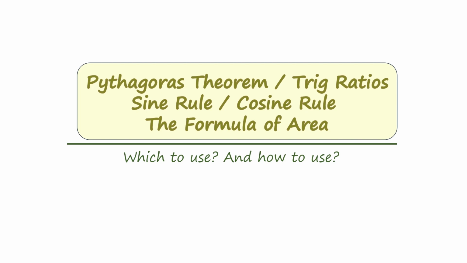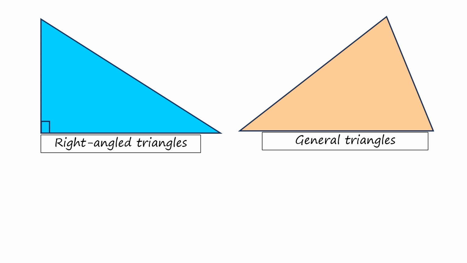There are 5 theorems or formulas related to triangles. In this video, I'm going to show you how you can decide which one to use and how to use it. Each theorem or formula can be divided into 2 categories according to their application.